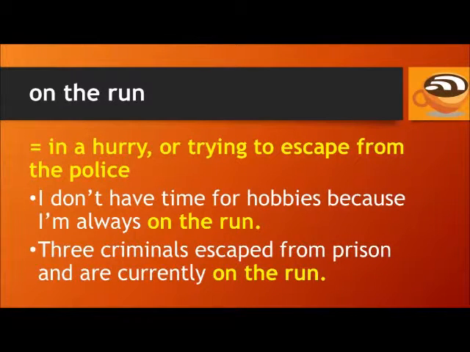Now let's look at some idiomatic expressions with run. If someone is on the run, it means they are in a hurry or they are trying to escape from the police. For example, I don't have time for hobbies because I'm always on the run. In this case, it means in a hurry with little time. 3 criminals escaped from prison and are currently on the run. This means trying to escape from the police.